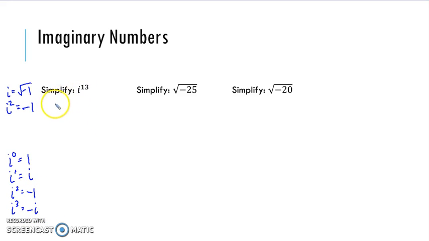So if we do 13 divided by 4, that is 3 with a remainder of 1. 3 times 4 is 12, and 12 plus 1 gives you 13. So i to the 13th is just i.